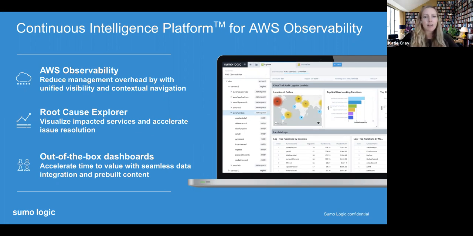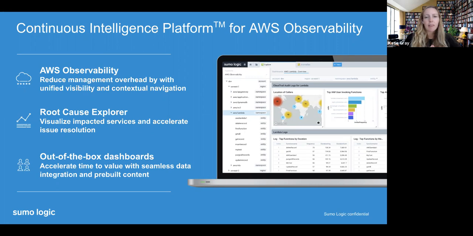The second piece is our root cause explorer. This is a machine learning based system that maps out metrics over time and presents you with the anomalous metrics only. This is able to accelerate your issue resolution time when you're trying to diagnose an issue. So we're going to go through this solution as well.